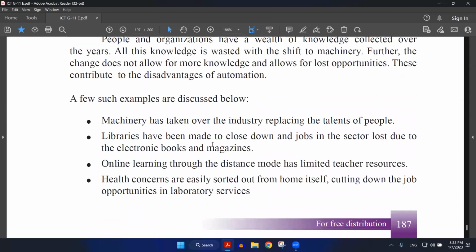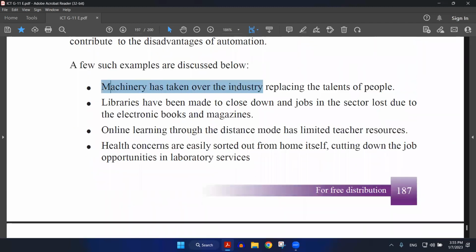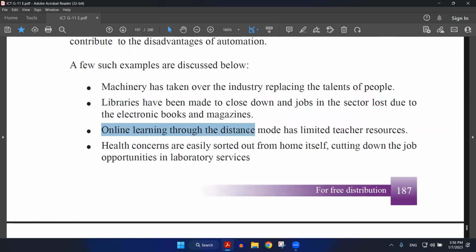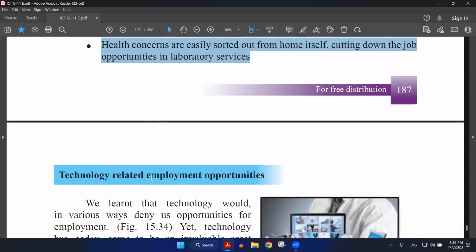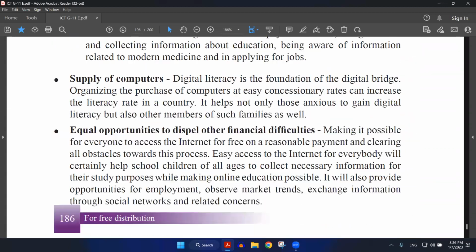So likewise, some examples are given here. Machineries have taken over the industry, replacing talented people. Libraries have been closed down, and jobs in the sector lost due to electronic books and magazines. Online learning through distance mode has limited the teacher resources, the one that we are facing now. Health concerns are easily sorted out from home itself, cutting down job opportunities in laboratory services, right? So it goes in many different ways.